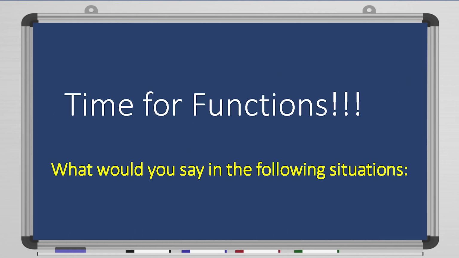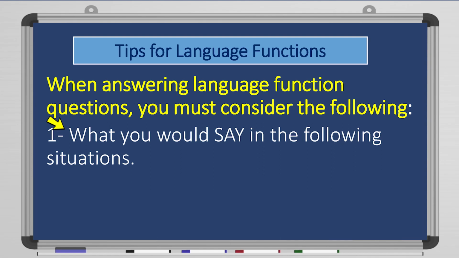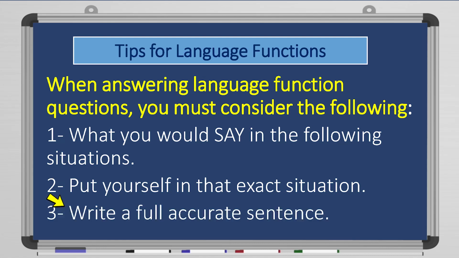And now it's time for functions. I'm not going to take a lot of time here, but I'm going to give you some very important tips. When it comes to answering language functions, you must consider the following. First, write down what you would say, you yourself. Put yourself in that situation and think, if someone told you that, how would you respond and what are the things that you're going to say? And finally, write a full, accurate sentence. That's all we need from you.